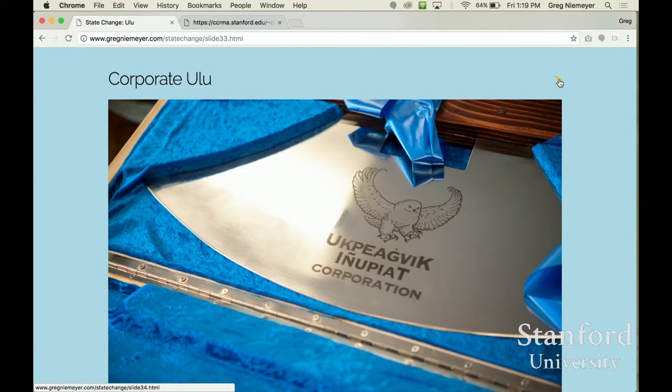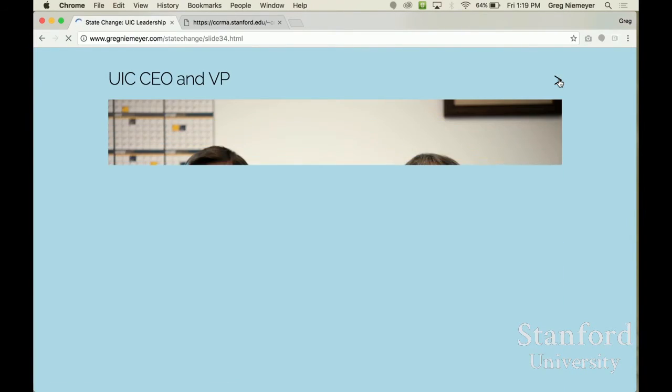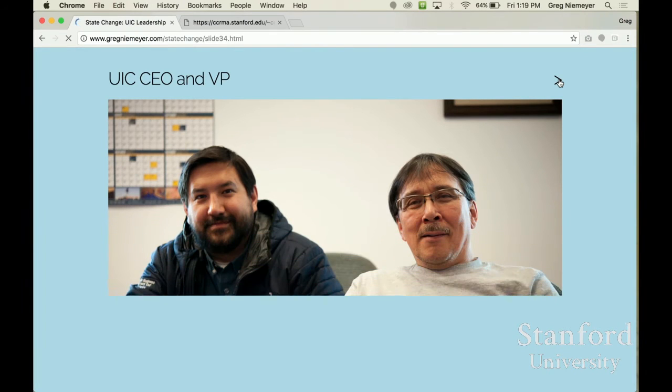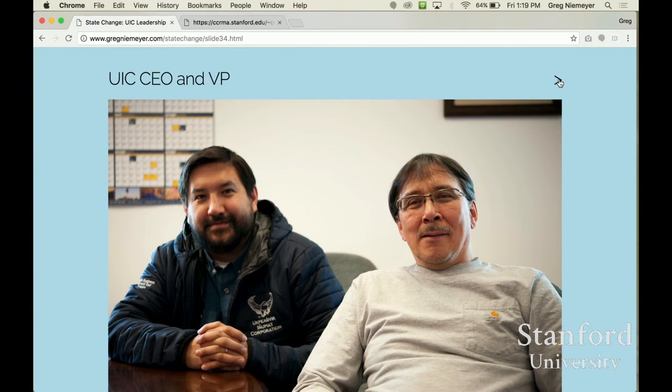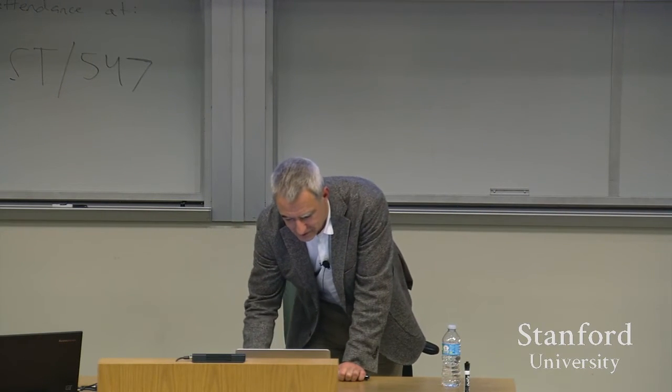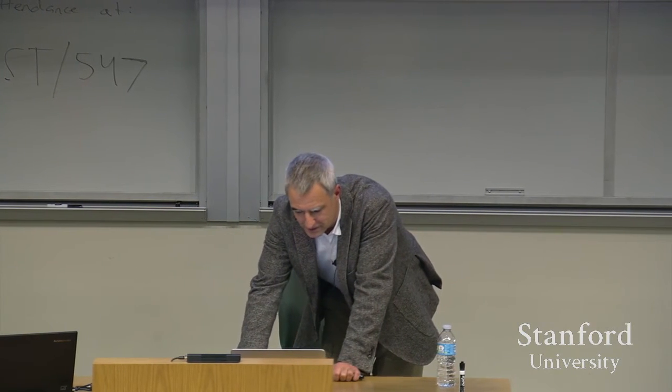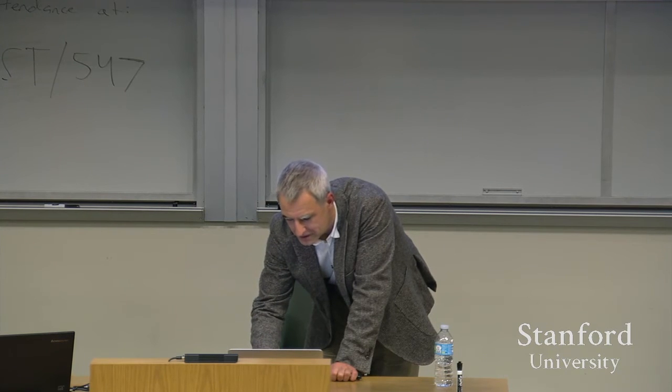So this is their corporate ulu. You don't want to mess with that. This is the UIC CEO, the guy who was holding the flag earlier. Here he's in his corporate office. So the performance of holding the flag and the performance of sitting in the corporate office are very different. You see different aspects of the man. Anthony here and his lands vice president, Lars Nelson.